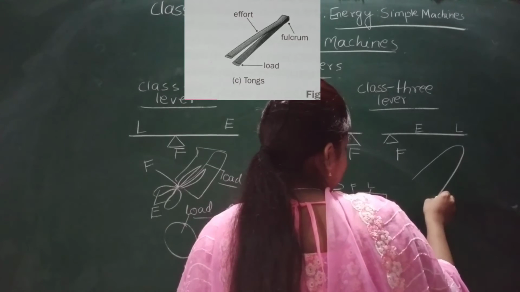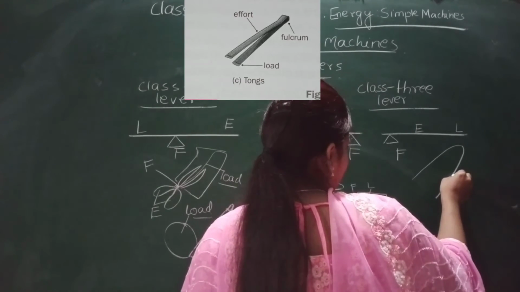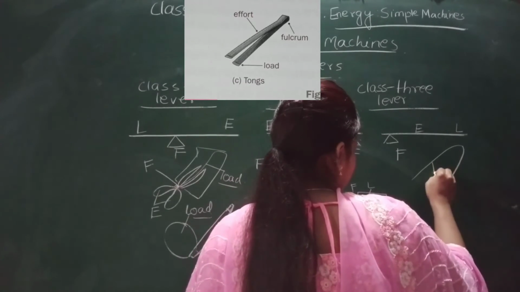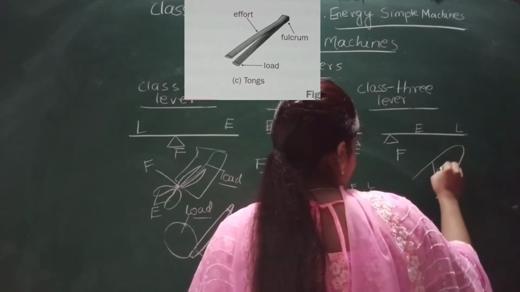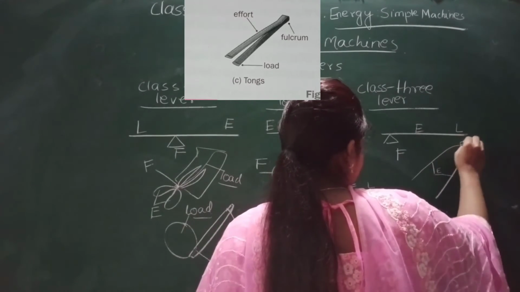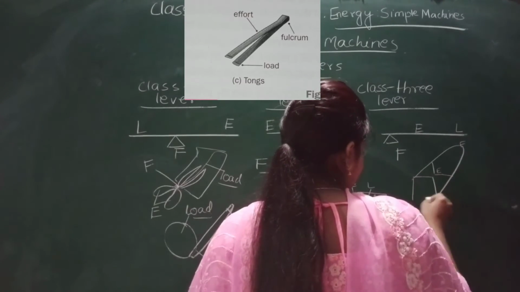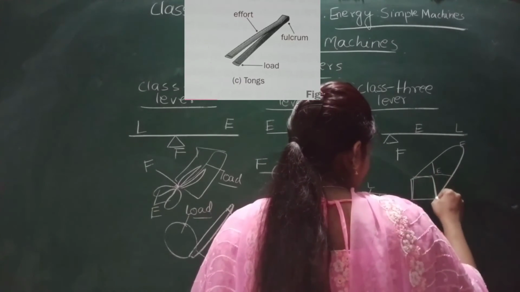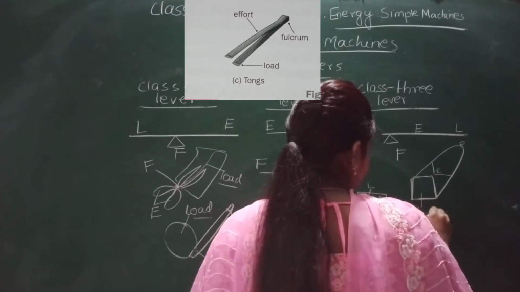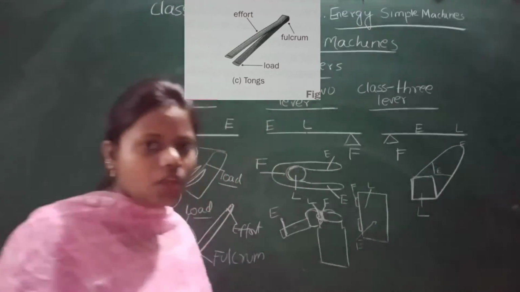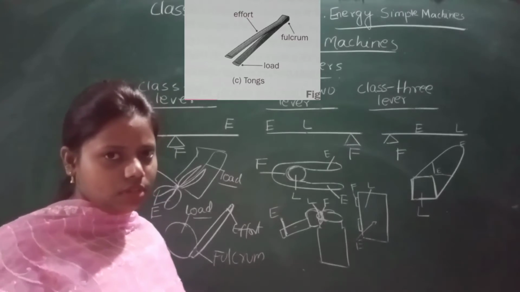What you do is that you apply the effort in the middle. Your effort is here. This is your fulcrum. And here your load is whatever you want to pick with this tong. So you can see effort is in the middle. So this becomes the class 3 lever.